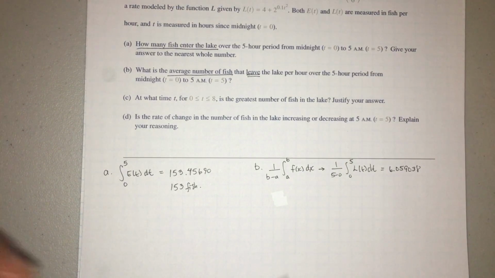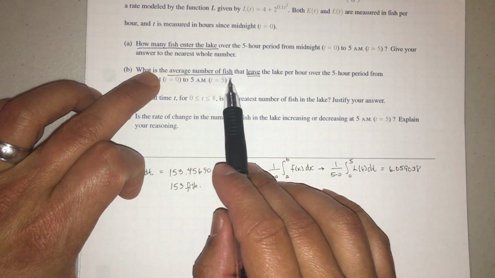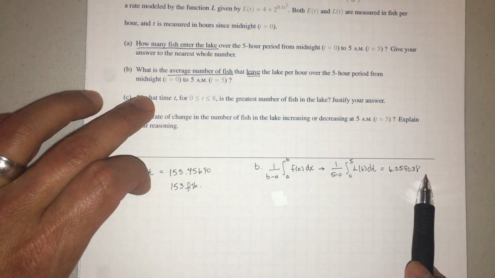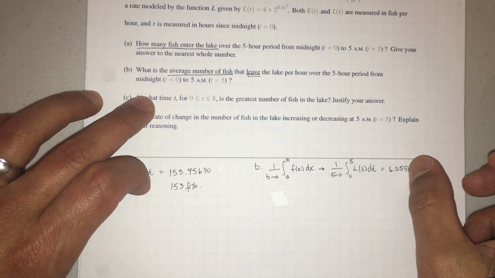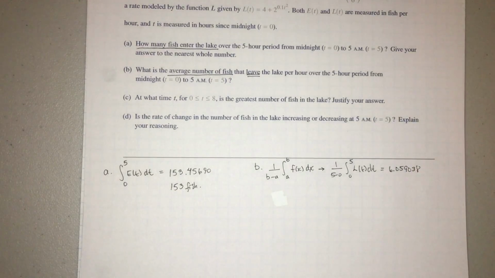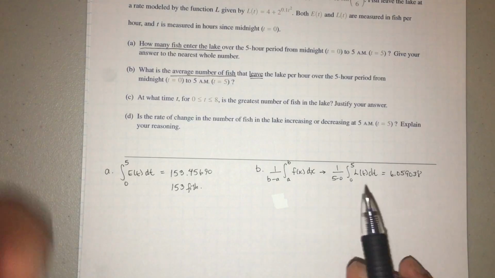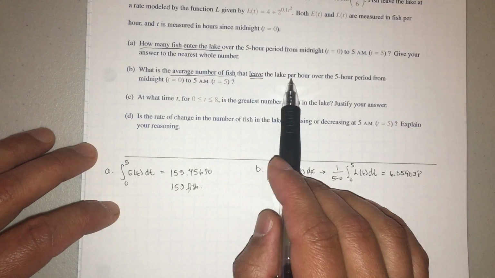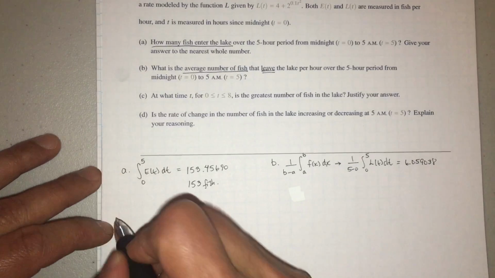If you don't know how to answer it, the average number of fish that leave the lake per hour over the 5-hour period is, boom, there it is, 6.059038, and you would just probably truncate it to 6.059. That's it, per hour. So if you get confused, like, how do I write it? Just right here: the average number of fish that leave the lake per hour over the 5 hours. And that's it.